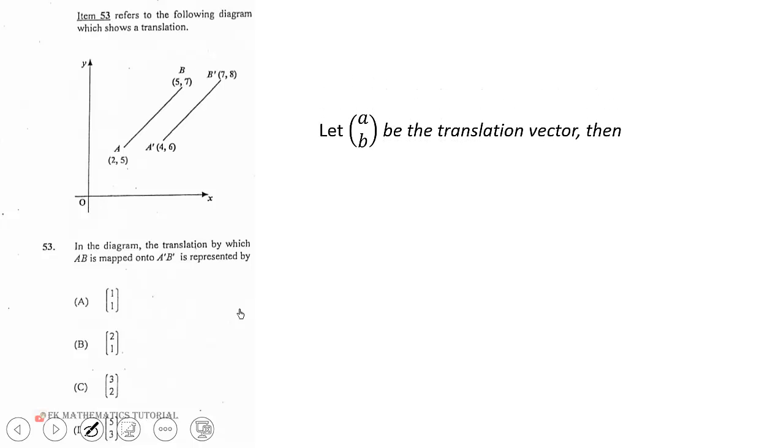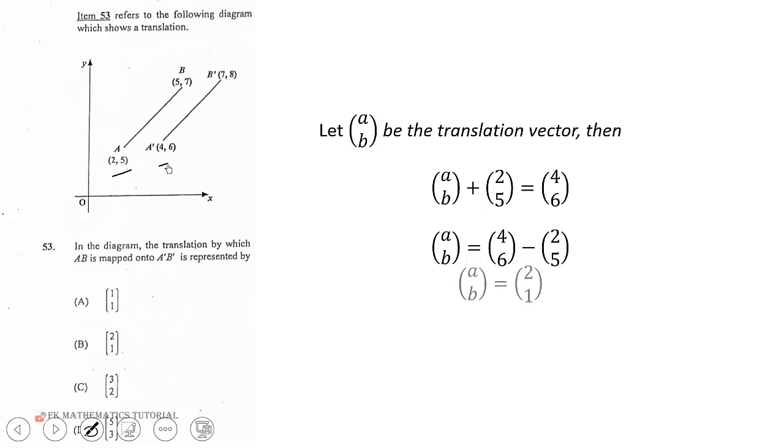Item 53 refers to the following diagram which shows a translation. In the diagram, the translation by which AB is mapped onto A prime B prime is represented by. So we let vector AB be the translation vector. Then AB plus (2, 5) will give us (4, 6). So this will give us a to be 4 minus 2, which is 2, and b to be 6 minus 5, which is 1. So the correct answer is (2, 1), which is option B.